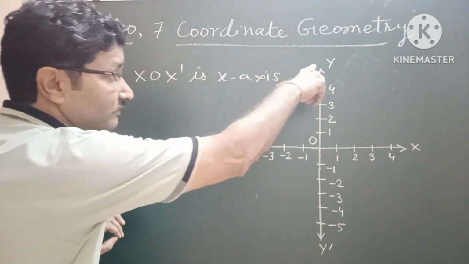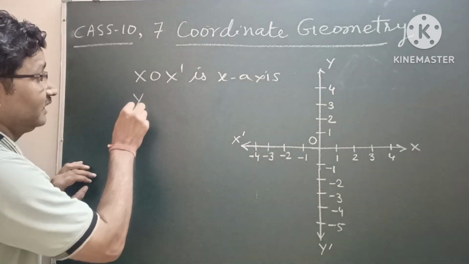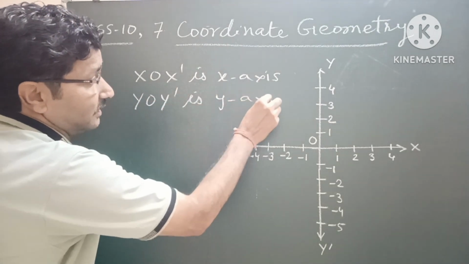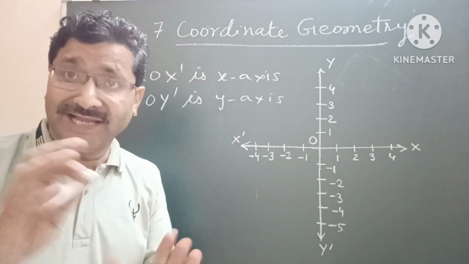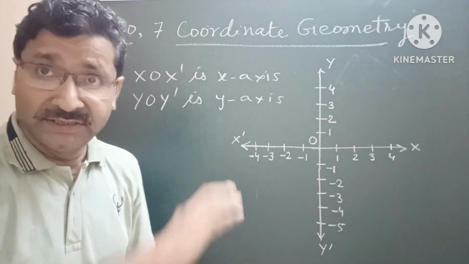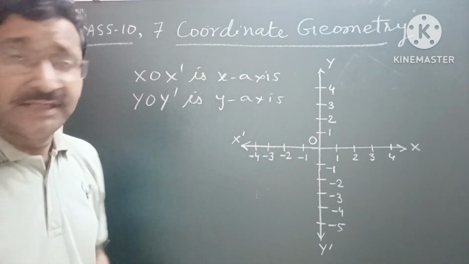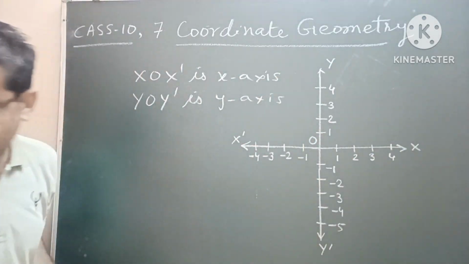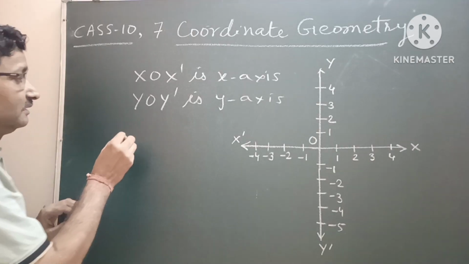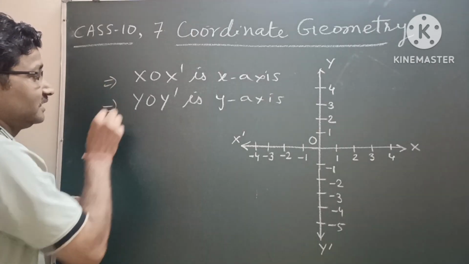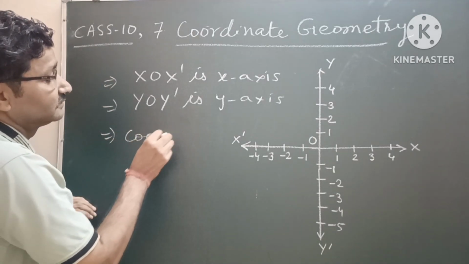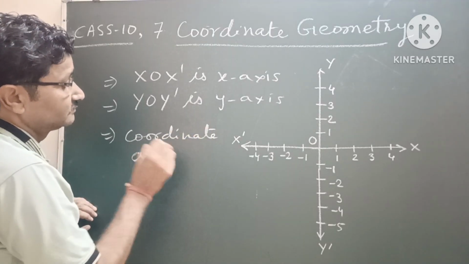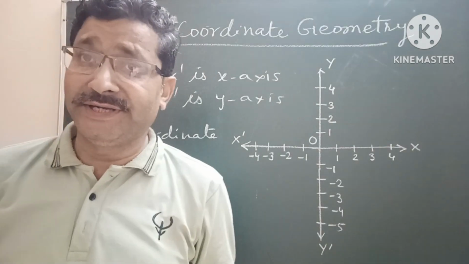Similarly, Y dash Y is the Y axis. Okay, and if we take the X axis and Y axis both, this is called the coordinate axis. So here this is the coordinate axis. Both together are called the coordinate axis.